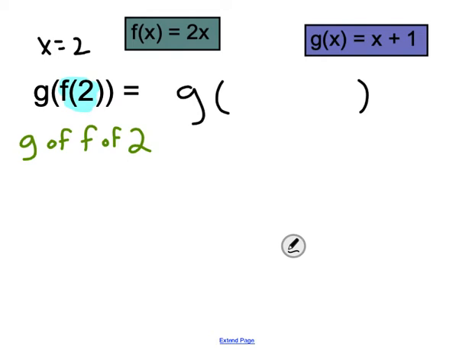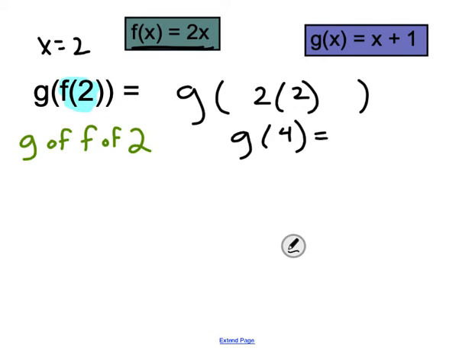Well, what is f of 2? Well, that's going to come from this guy. So every time I see an x, I'm going to put in a 2. Well, 2 times 2 is 4. So 4 is like that middle number. It's not the final yet, but it is very necessary to help me get to the final.